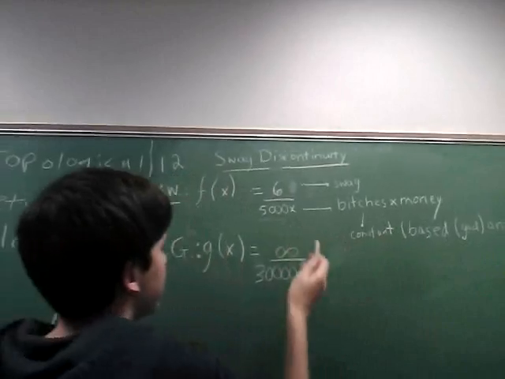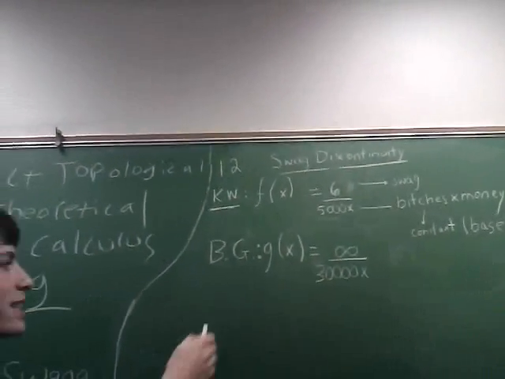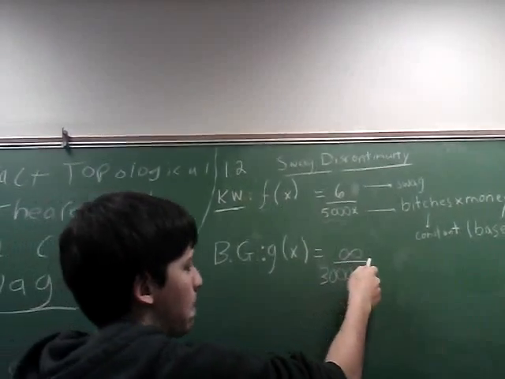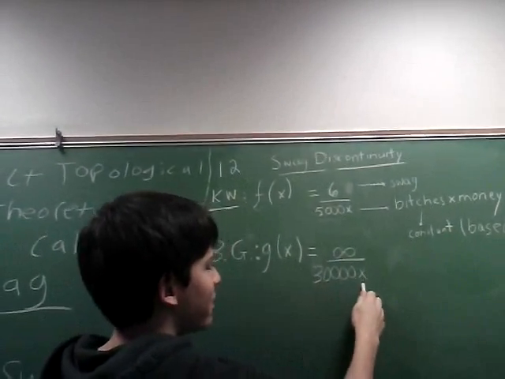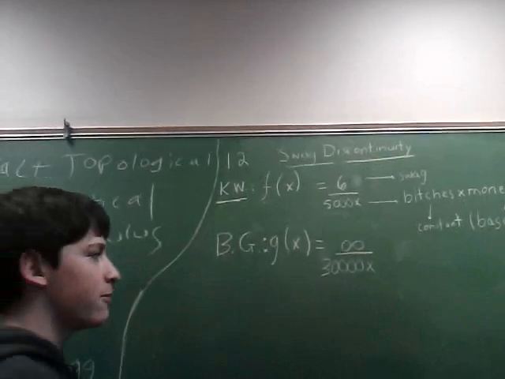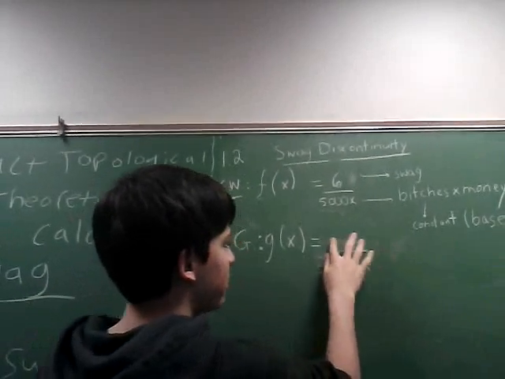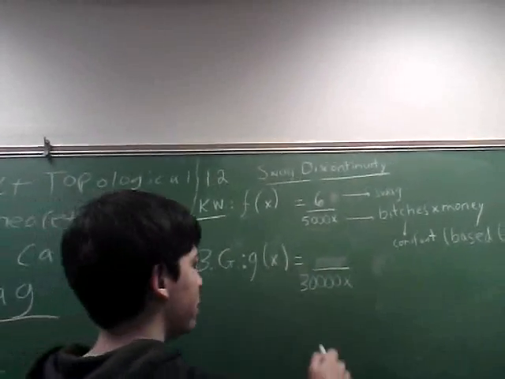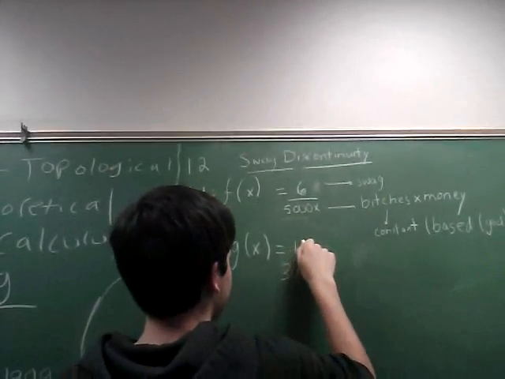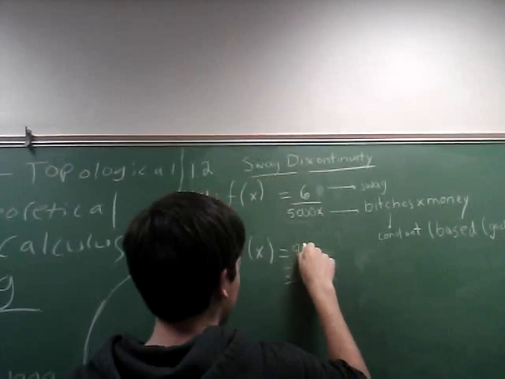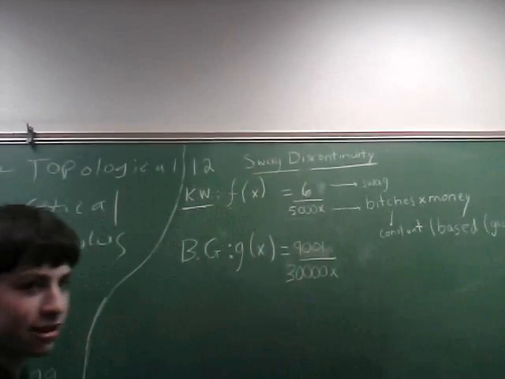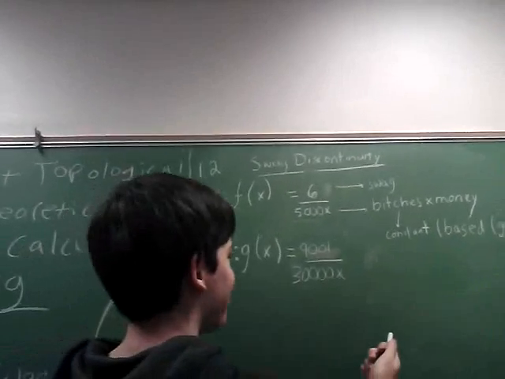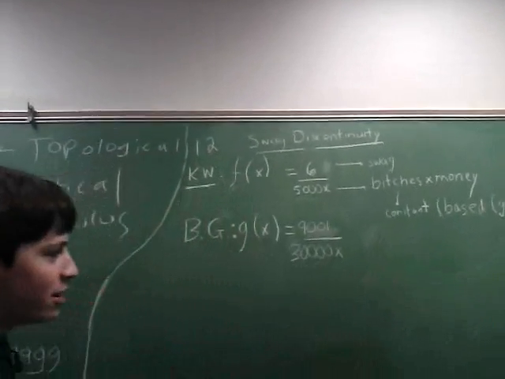And then we can see Base God's equation, g of x we're going to call it, and his swag is infinite, but he gets 30,000 bitches and x money. But for this example, we can't say his swag is infinite because that kind of just defeats the purpose of learning about swag discontinuity. So we're just going to say it is 9,001, so it's over 9,000.